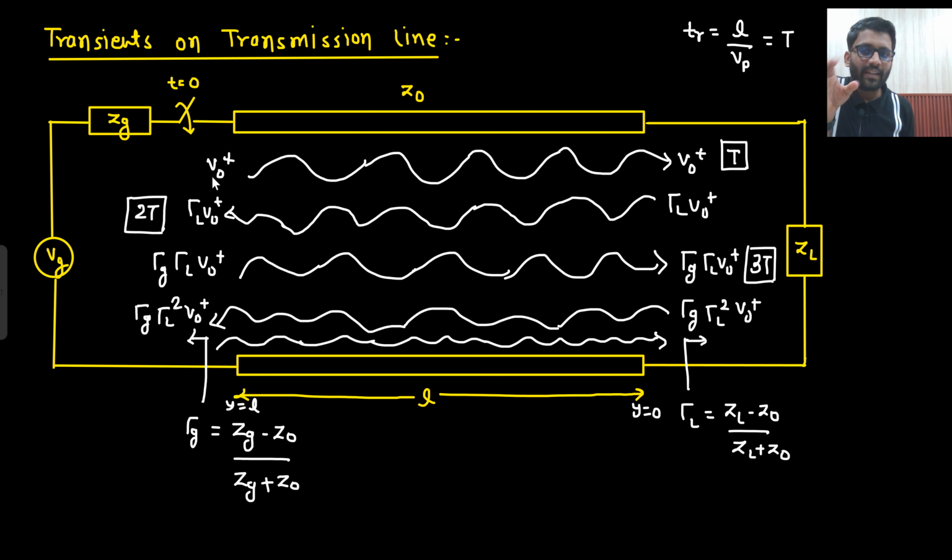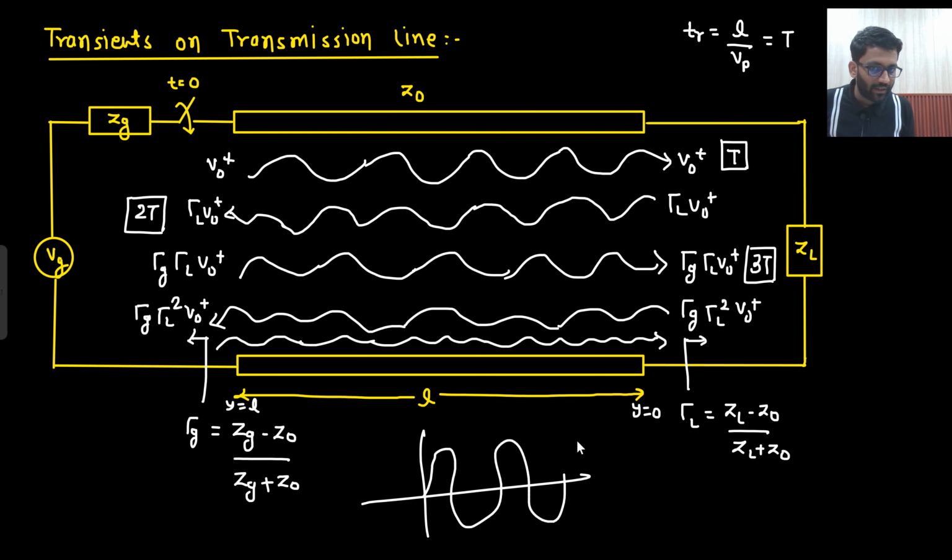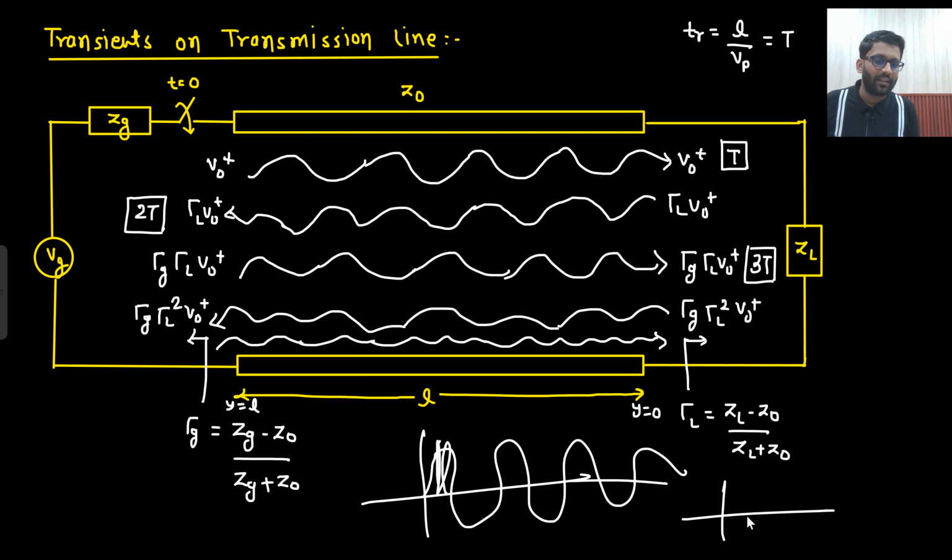Now don't think that, sir, this V naught plus was initially there, so it traveled down, so here V naught plus is gone. No. This is a traveling wave. V naught plus will certainly be there. Do you remember traveling wave? It will generate some amplitude, but the energy will keep on moving. But certainly here also there will be some energy. It's not that you started from here, then after some time it will reach here, then after some time it will reach here. No.